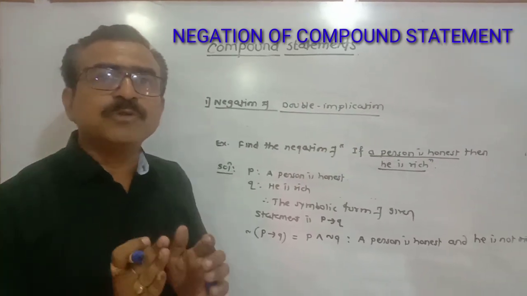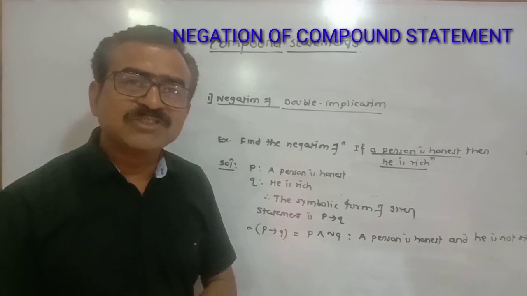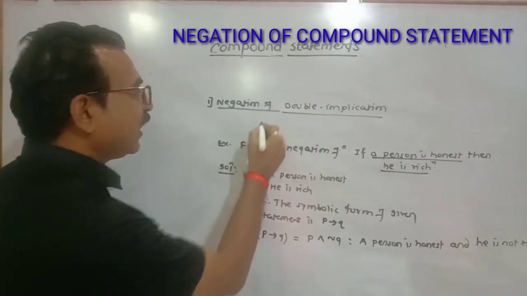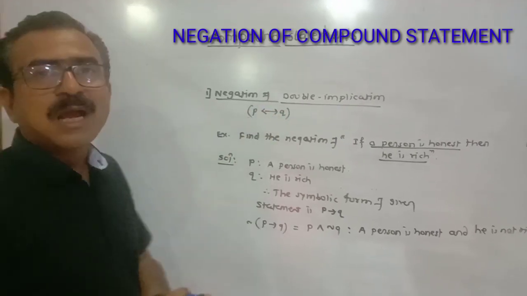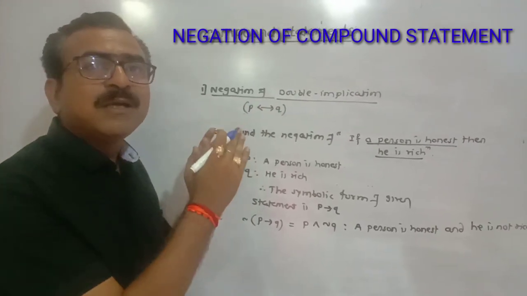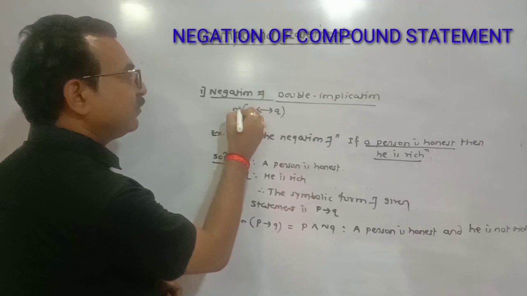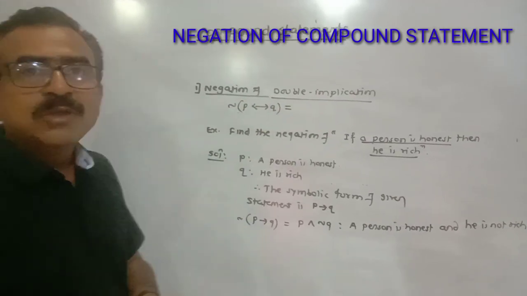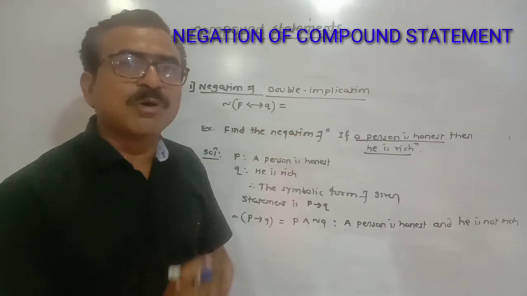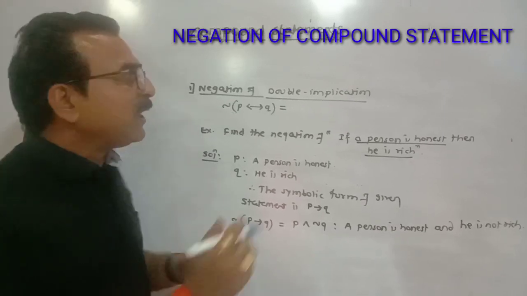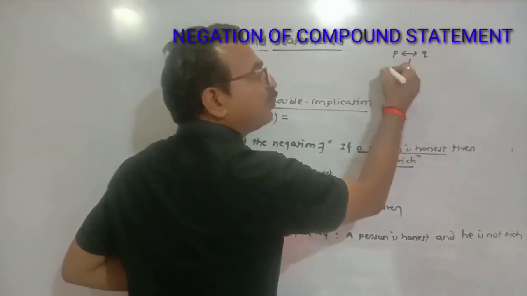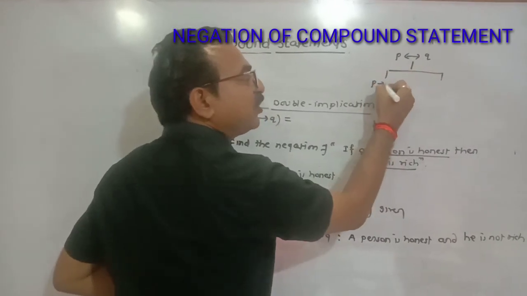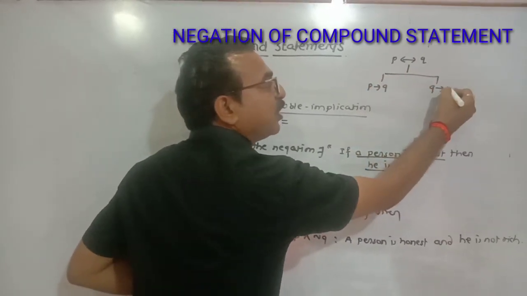So friends, suppose you are given one double implication statement. Let it be considered as P double implication Q, and you have to find out the negation of this statement. Okay. So friend, from previous knowledge, you know that P biconditional Q, or P double implication Q, is split up as P conditional Q and Q conditional P.